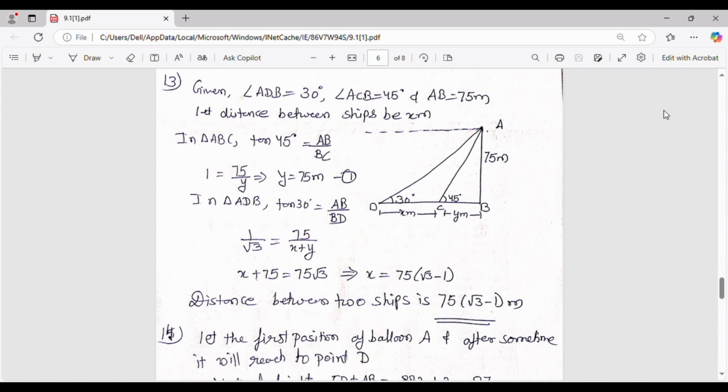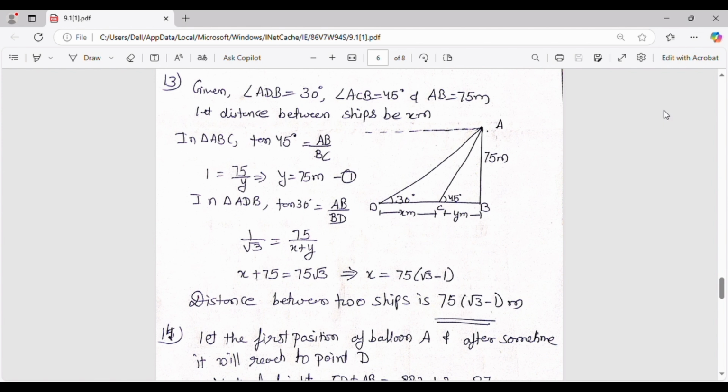So in triangle ABC, tan 45 is AB upon BC. So y is 75 meters. In the other triangle ABD, tan 30 is AB upon BD. So x plus 75 is 75 root 3. So x is 75 root 3 minus 1. So distance between the two ships is 75 root 3 minus 1 meters.